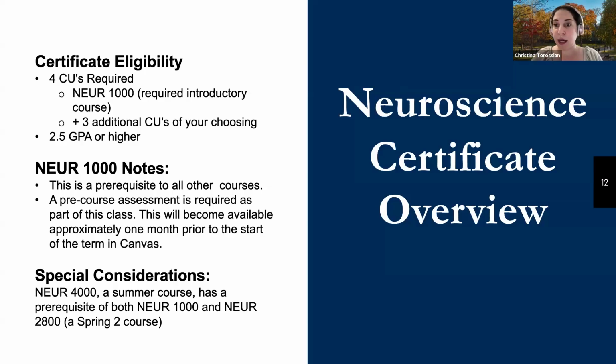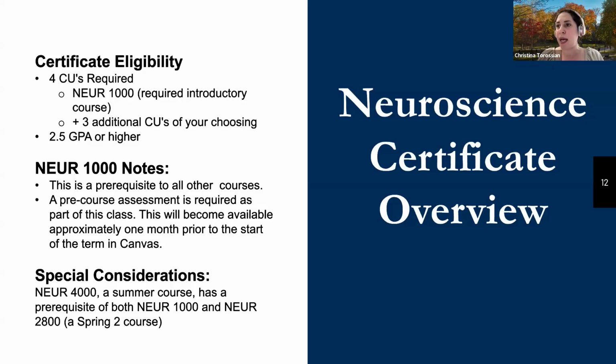So for the Neuroscience 1000 course specifically, if you're looking ahead at starting the certificate in the spring, you do have to, again, begin with Neuroscience 1000, which is only a spring one course. And I'll talk a little bit about our term structure in a moment. But the Neuroscience 1000 class also has a required pre-course assessment, which is going to open up about a month before the class begins. So again, if you're a prospective student interested in the certificate, just make sure to keep an eye on your Penn email for instructions on how to participate in this.